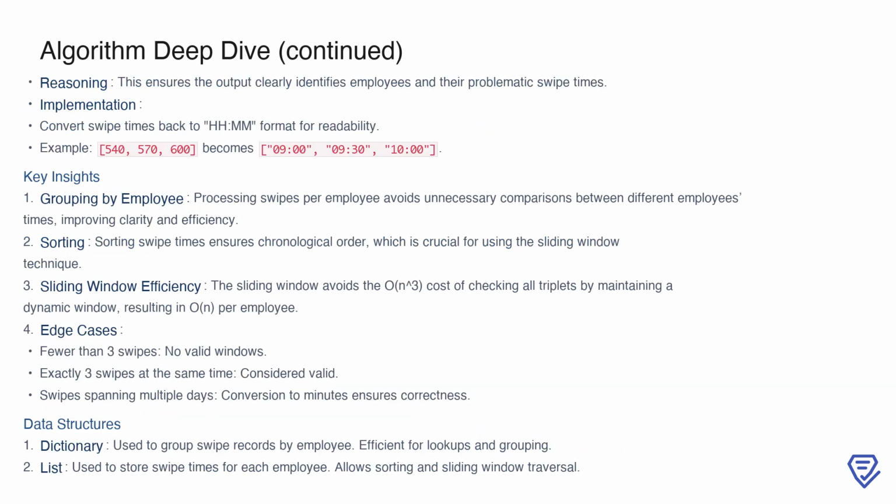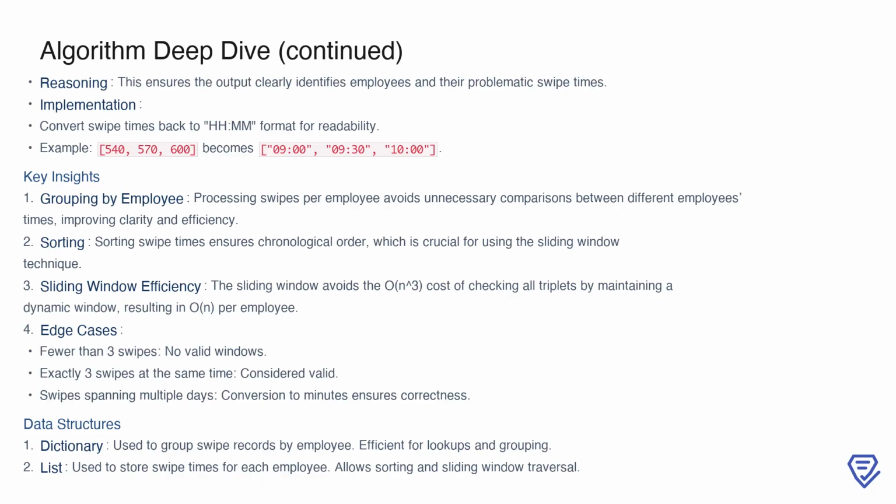With the sorted swipe times, we can now apply the sliding window technique to efficiently detect 1-hour intervals containing 3 or more swipes. This involves using 2 pointers, start and end, to represent the boundaries of the window. Initially, start is set to 0, and we iterate end from 0 through the list of swipe times. At each step, we check if the difference between the swipe times at end and start exceeds 60 minutes.